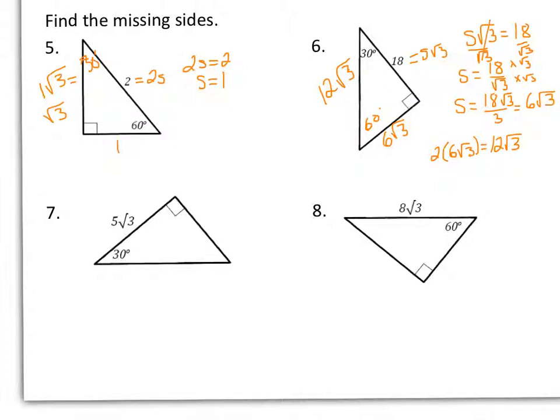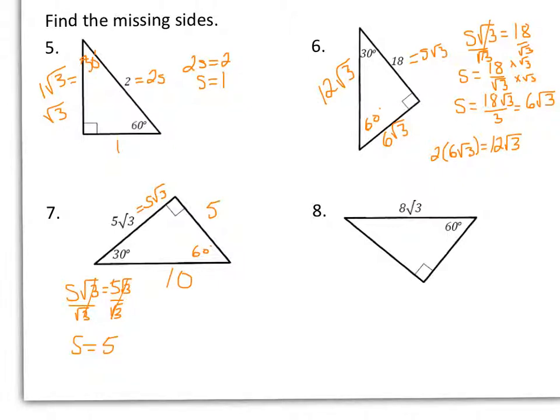Okay, in number 7, again we have the longer side. So to find our short side, this equals side times square root 3. Let me start with, side square root 3 equals 5 square root 3. Divide both sides by square root 3. So our short side is 5. Then I'm just going to multiply that by 2, and I find out my hypotenuse is 10.